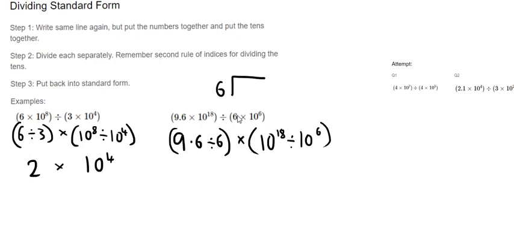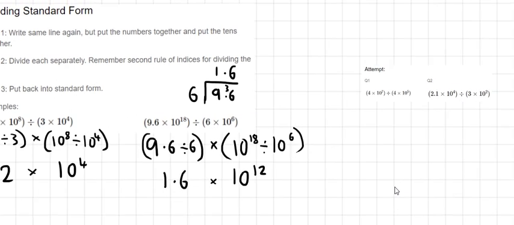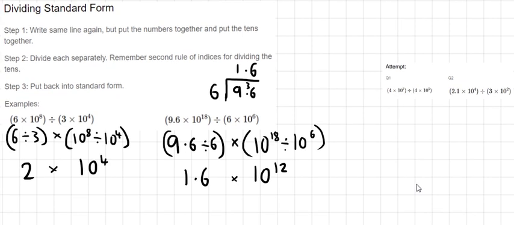If you're not sure, you can do it out roughly. So 9.6, so decimal point stays there. So 6 into 9 goes once, remainder 3. 6 into 36 goes 6 times. So 1.6 times 10 to the power of, and then again I just subtract my powers. So 18 take away 6 is 12. So there are my final answers.